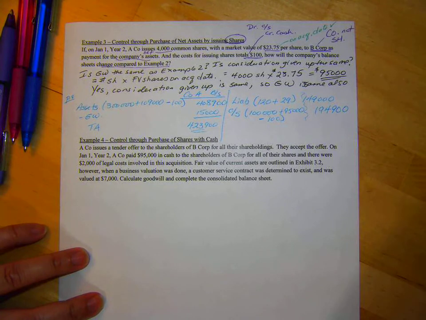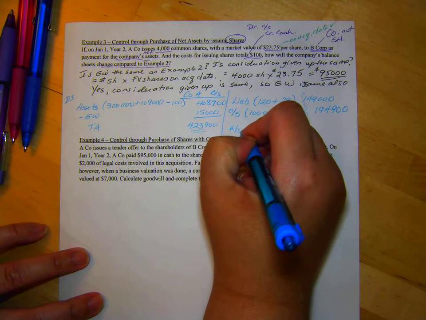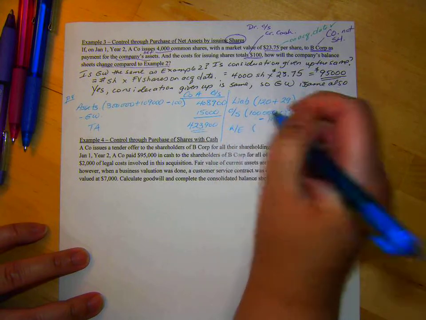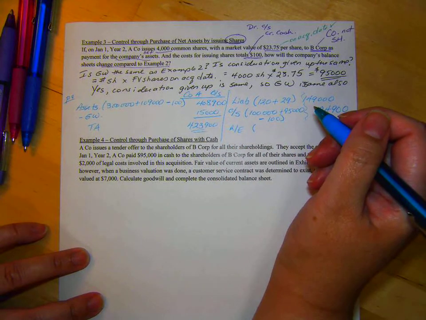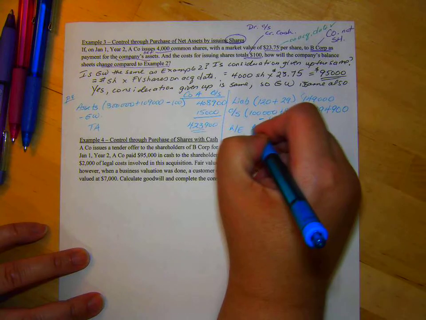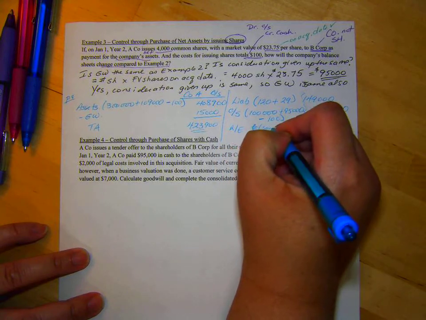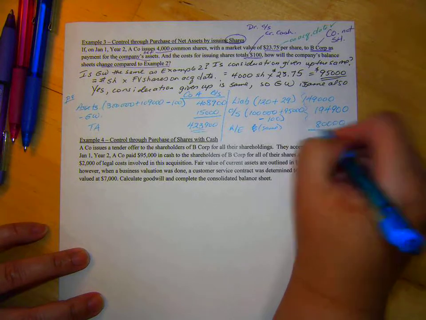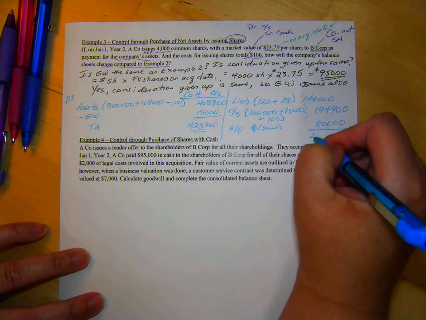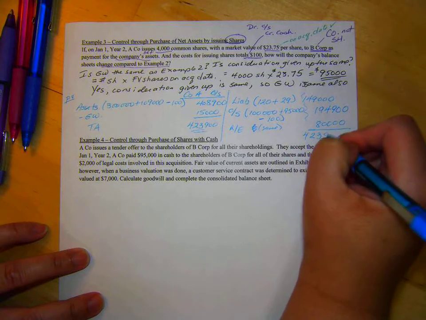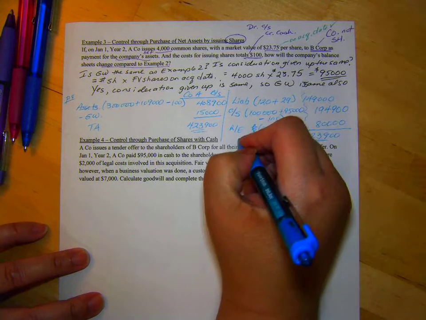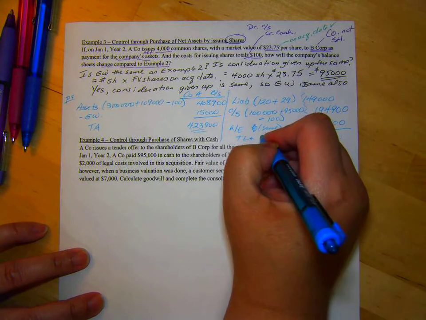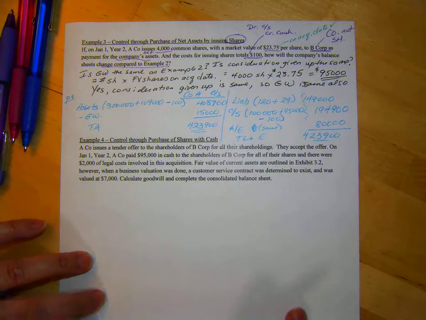Now, do they have any retained earnings left? Yep. They started with 80,000. So it's the same. And they end with 80,000. So that totals 423,900. And that is our total liabilities and equity.